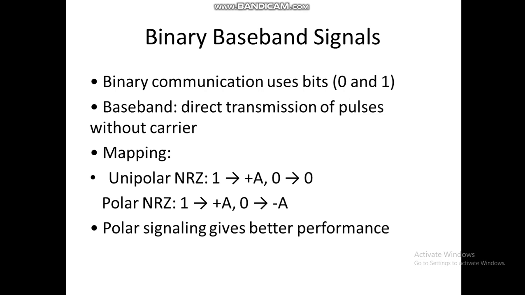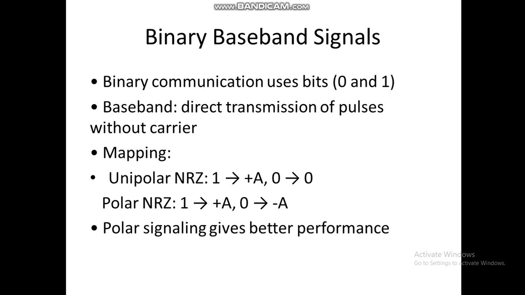So what is basically a binary baseband signal? What is binary communication? Binary communication, as you all know, uses only zeros and ones. What is baseband communication? It is a direct communication between transmitter and receiver without any carrier signal.